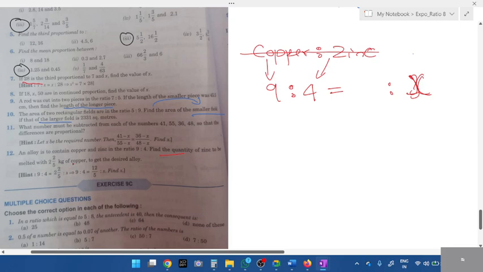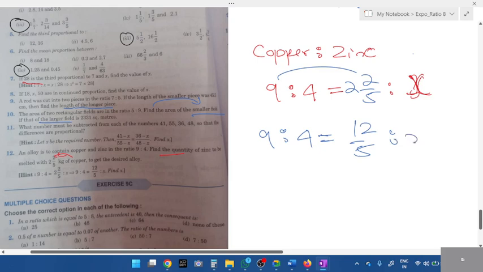How many kgs of copper are there, students? 2 by 5. Where is copper written? Which one is copper's value, 9 or 4? 9. So 9 is written first. Write copper's value in the first position like this, 2 by 5. Next, 9 is to 4 is equal to 2 by 5 is to X.